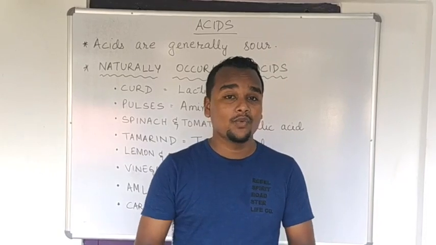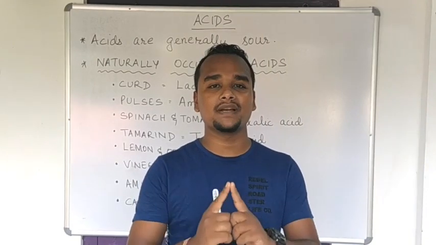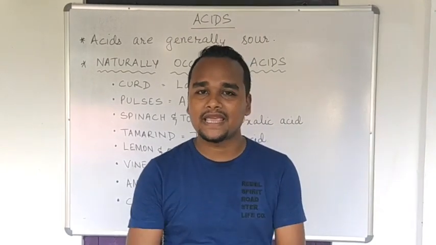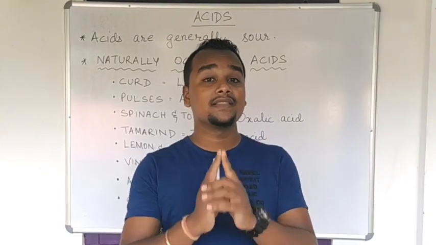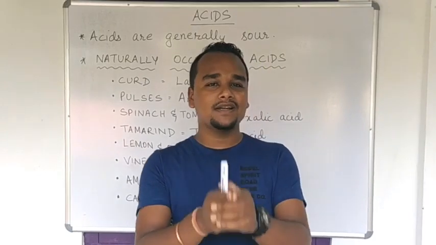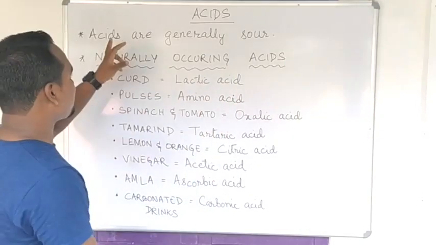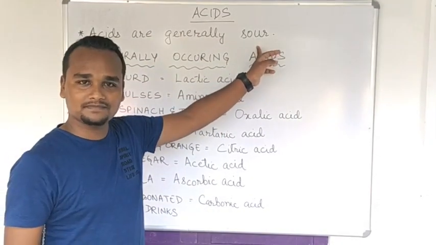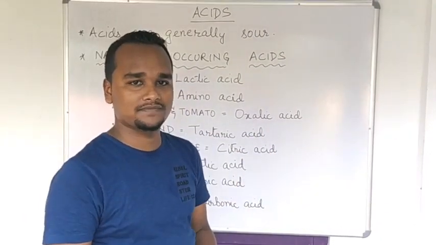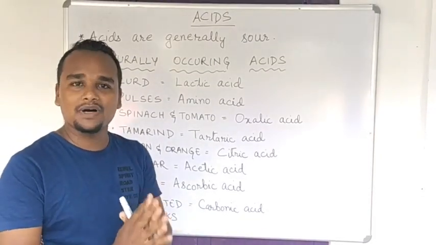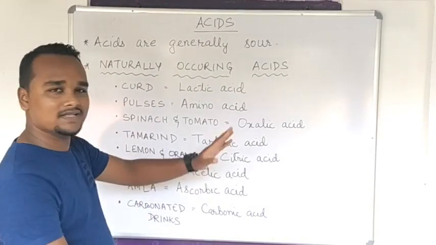Clear? So today we are going to discuss the naturally occurring acids and the mineral acids. We are also going to discuss the properties of acids again. Okay? So let us start with the naturally occurring acids. That means let us start from our home. Again, I have written the definition of acids here. Acids are generally sour. That means all acids are sour to taste. Clear? I hope everyone knows the taste of sour. I don't think I need to explain that again.